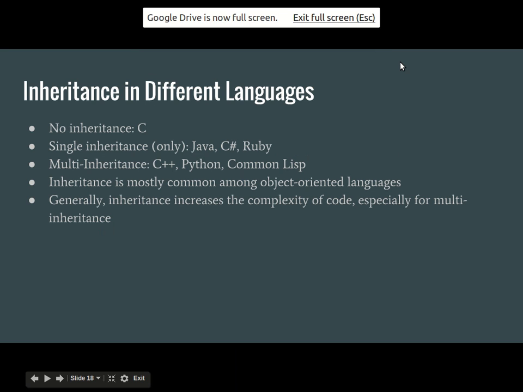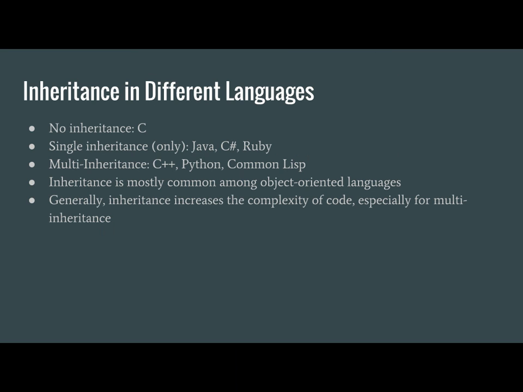Okay, so how is inheritance supported in different programming languages? Some languages like C, which is mostly used for low-level programming and operating system implementation, do not have any inheritance support. So you cannot do this cool inheritance thing in C. Some languages like Java, C#, and Ruby only support single inheritance. That means classes in those languages can inherit from only one class at a time. They cannot inherit from two or three classes simultaneously.